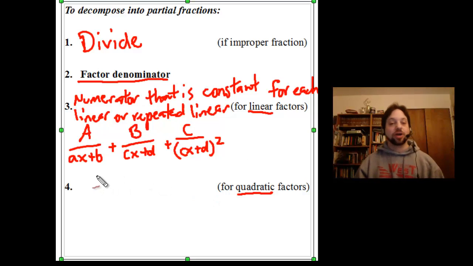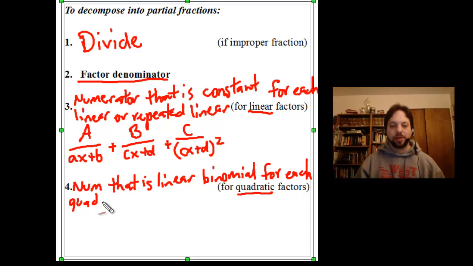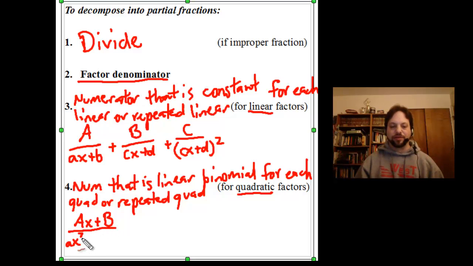The quadratic factors are quite similar, in fact. The only difference is the numerator is going to be a linear binomial for each factor. So I'll put it's a linear binomial for each quadratic or repeated quadratic. And this is going to look much the same as step 3 here with the linears. It's simply we're going to use linear binomials for each quadratic factor.